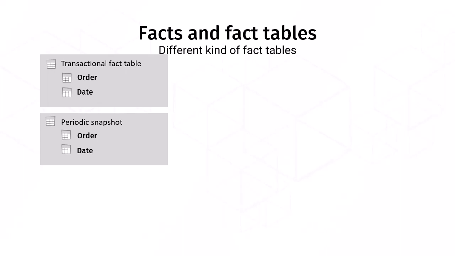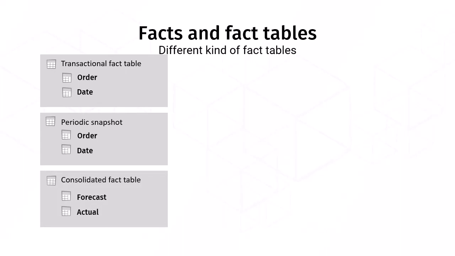However, I should like to mention one of the complex types, the consolidated fact table. In this type of fact table, sales actuals can be consolidated with sales forecasts in a single fact table. Because they occur in each line, it's easier to make comparison reports.